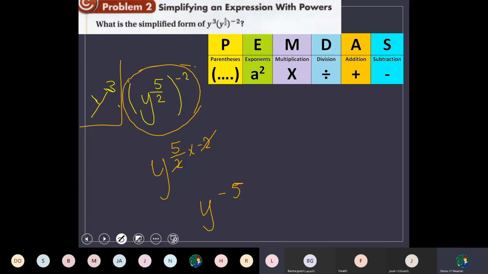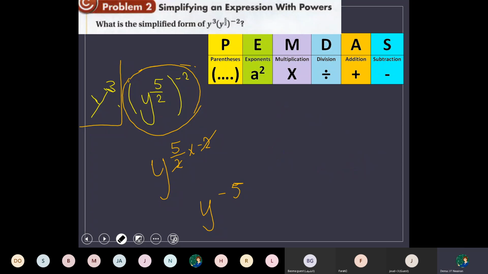Yes. No? Why no? As we said before, here we have a power raised to a power. So I just multiply the powers. How can we multiply them if you have 5 over 2 times negative 2? By simplifying. 2 cancels 2. So negative 1 multiplied by 5 is negative 5. So the answer now is y raised to the power negative 5.